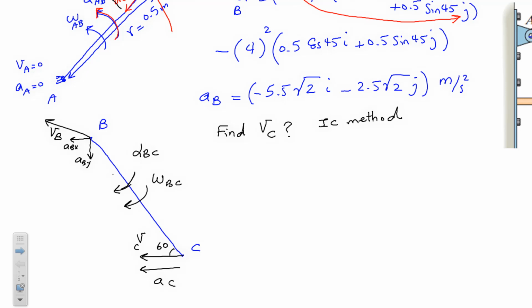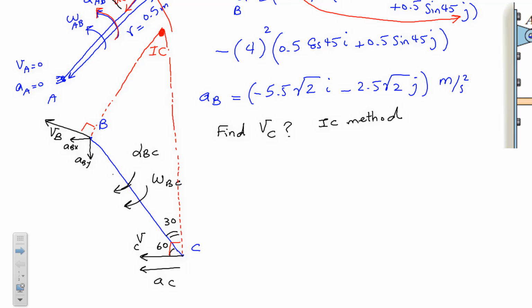So let me draw the normals to the velocities for point C and point B. This is normal to velocity, and this one is also normal to velocity at point B. This point will be my IC point in this motion. This angle is 30 degrees.